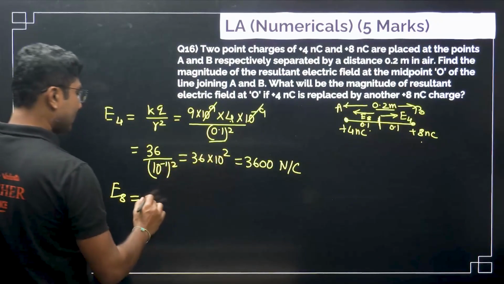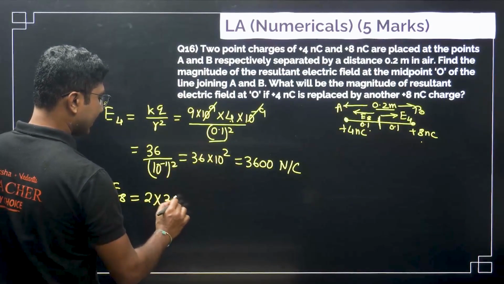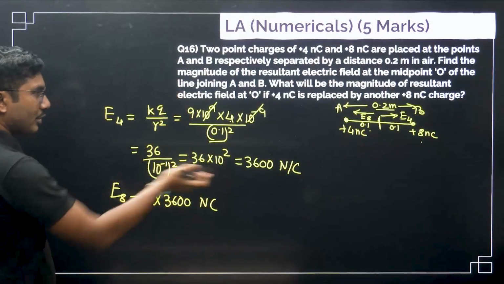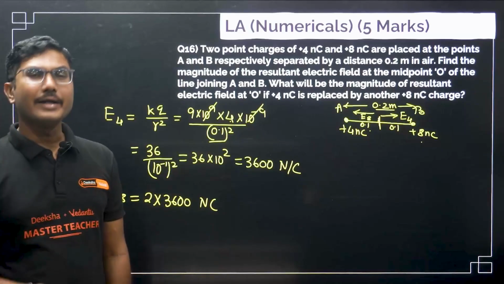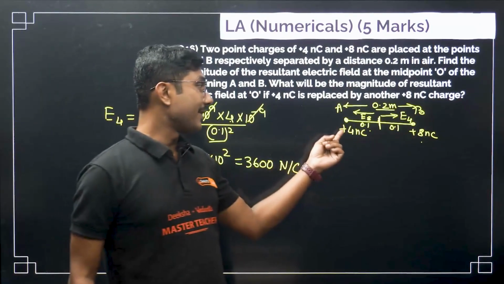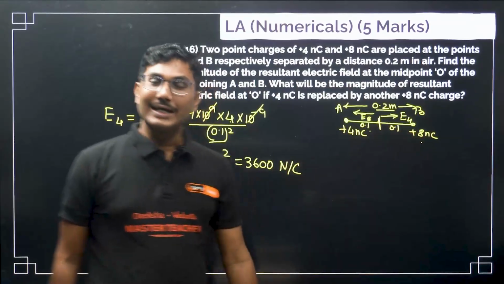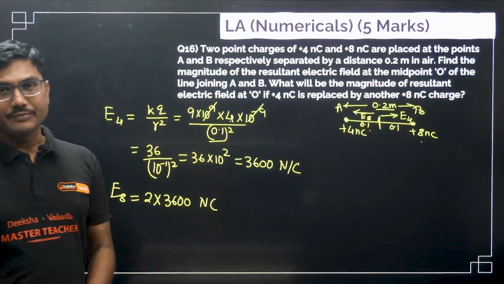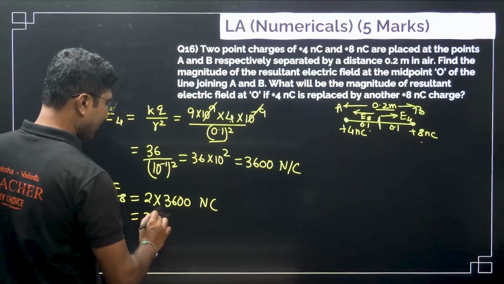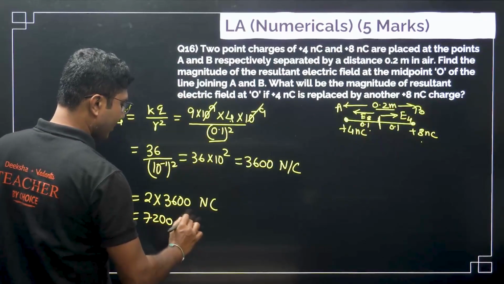E8 will be twice of that, so 2 into 3600. You don't need to do the calculation again, because 8 is twice of that, that's why you can do that. If it is not twice, suppose this is given as 4 and this is 6, in that case you have to start from the same formula and calculate it. Okay, so it will be 7200 Newton per Coulomb.